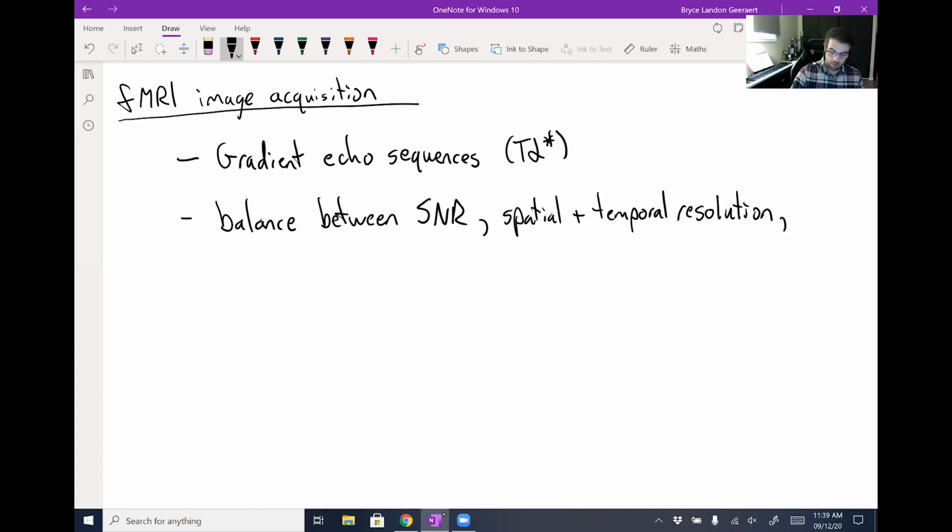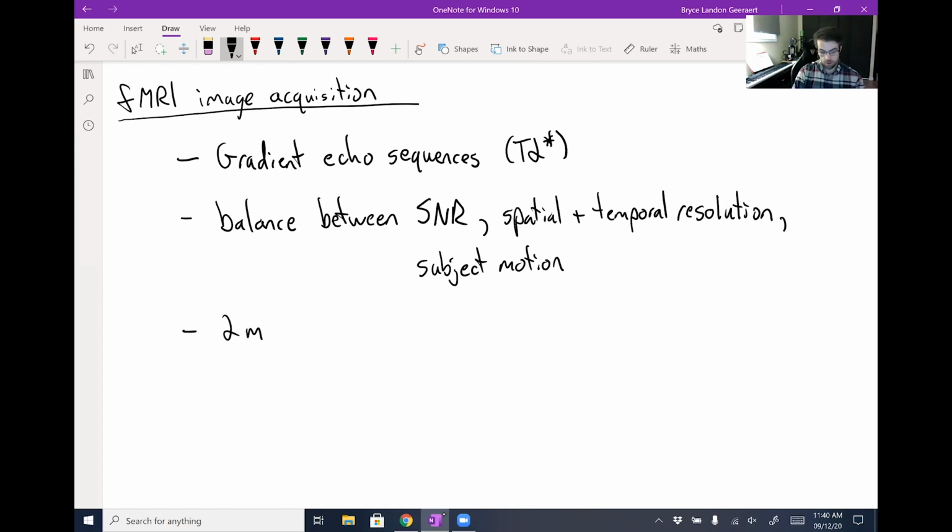And things like subject motion, doing fMRI scans in kids, I can tell you, motion is common, especially when they have to stare at a blank screen or a cross. That is boring stuff for a child. So yeah, you really have to balance a lot of different factors to come up with a compromise of an fMRI scan.